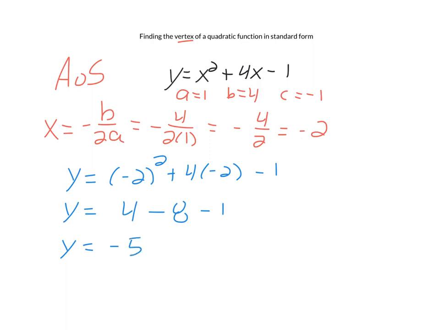So you have to put those two pieces of information together. So we know that the x value is negative 2, and the y value is negative 5. So therefore the vertex is the coordinate point negative 2, negative 5. All right?